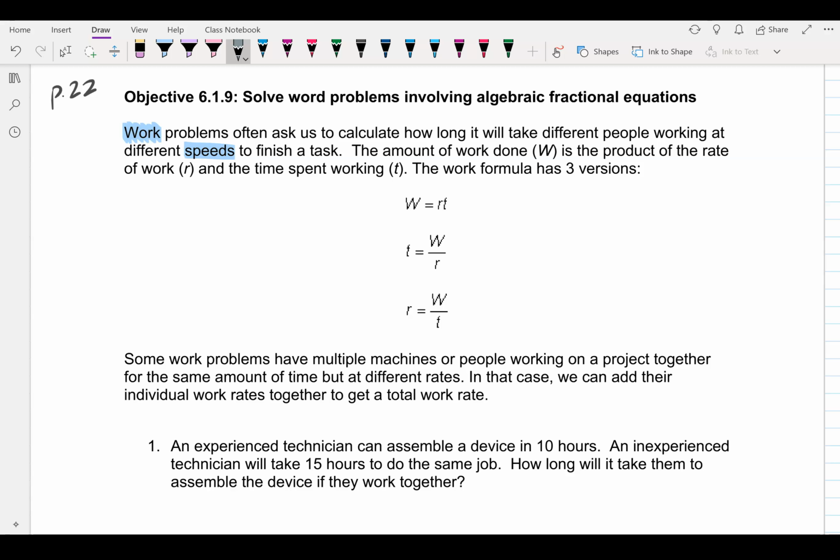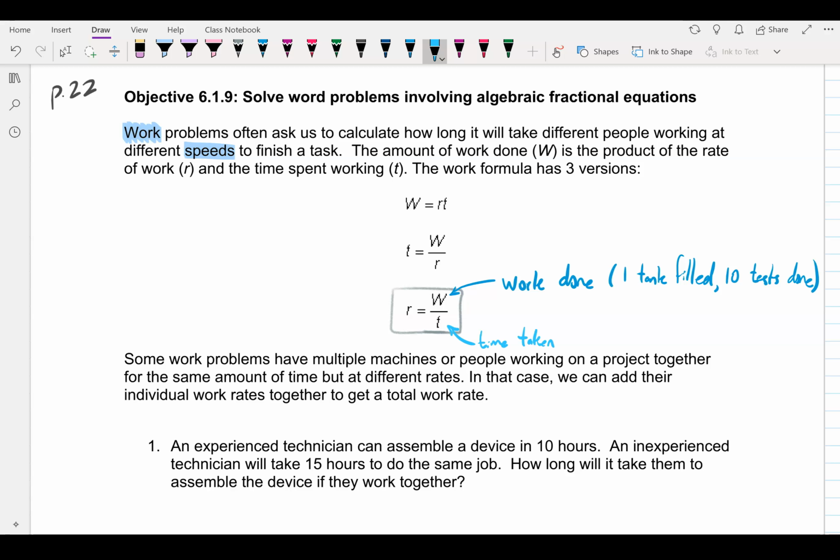The most important version we're going to take is we're going to be dealing with rates. And how this formula breaks down is as follows. The work on top, this W is the work done, and we'll see quickly that it's going to be talking about, for example, maybe you've got one tank filled. So maybe you're trying to fill like propane tanks or something, or maybe you're doing tests, so like 10 tests done. Maybe you're testing some water quality or something. It's the amount of things that you've managed to do. And the bottom, this time, is literally the time it takes someone or some group of people to complete something. And that's going to be usually in hours.